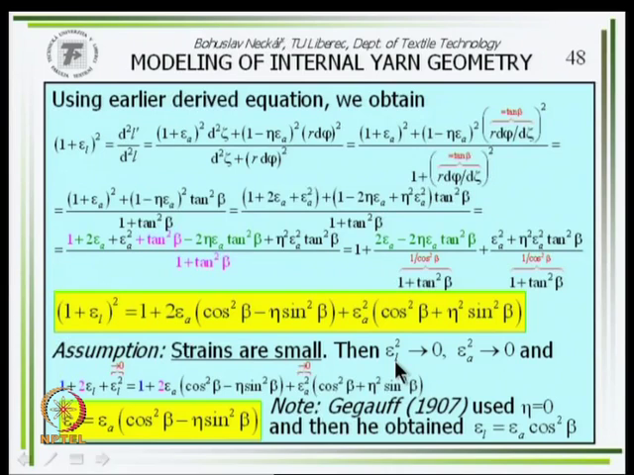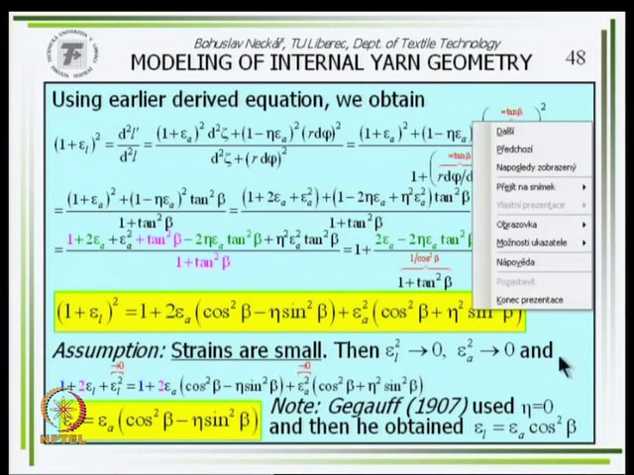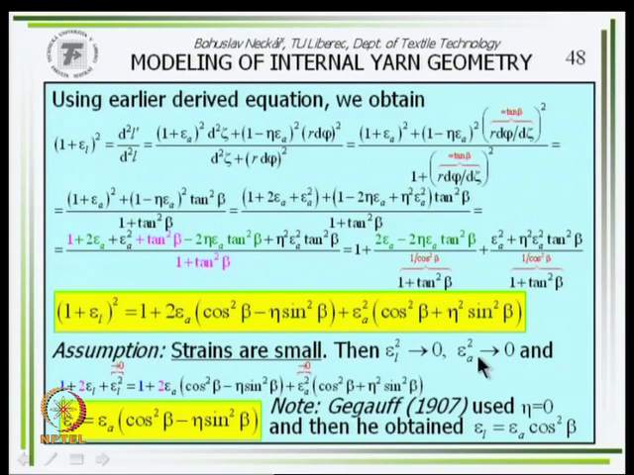epsilon L square is very, very small, and epsilon A square is also very, very small. It is limited to zero. So 1 plus 2 times epsilon L plus epsilon L square we can write roughly as zero. In place of epsilon R we used what we derived, and then after rearranging, for small deformations only, we obtain epsilon L is epsilon A times cosine square beta minus eta times sine square beta.